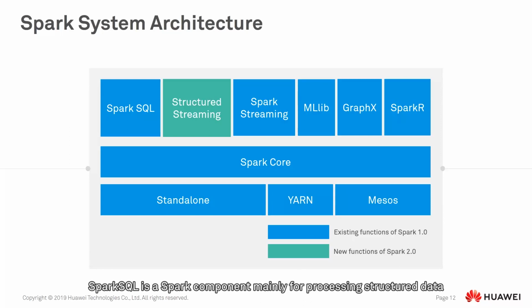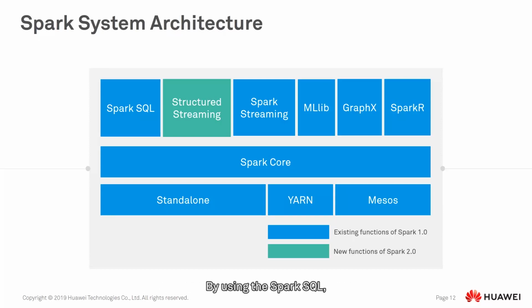Spark SQL is a Spark component mainly for processing structured data and conducting SQL-like queries on data. By using Spark SQL, ETL operations can be executed based on different data formats, such as JSON, Parquet, and ORC, and data sources, like HDFS and database, to complete specific query operations.